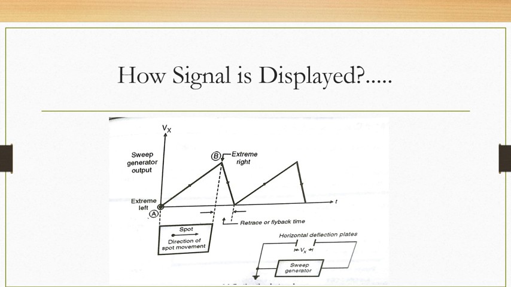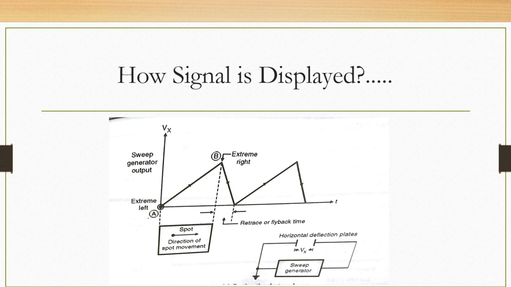Okay, and the beam is blanked out during the retrace time, so that the retrace is not visible on the screen. So only the trace is visible, and during retrace we can say the beam is blanked, so that's why you are not getting the retracing. Means only this part is visible, this movement is not visible. That is called the retrace or flyback time. We will understand more about this while studying the different types of CROs.